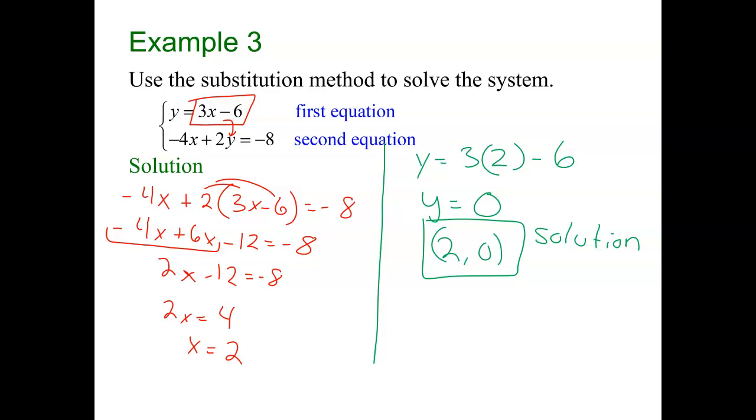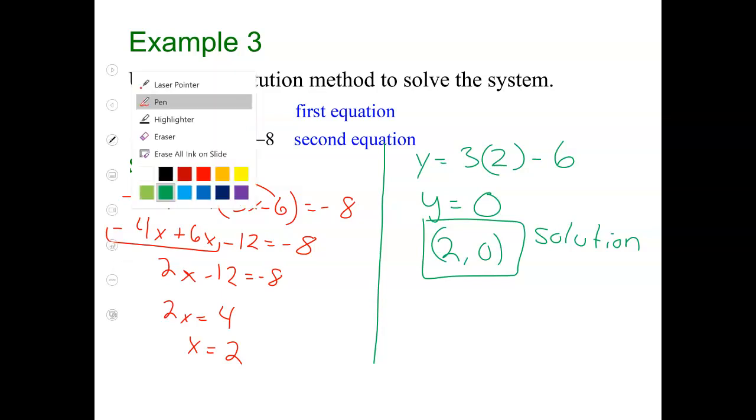Now, I got 2, 0. By plugging 0 or 2 into the first equation, I got 0. How can I check to make sure that that's actually true? Plug it into the other equation. Plug in 2, 0 into the second equation and make sure it works out.